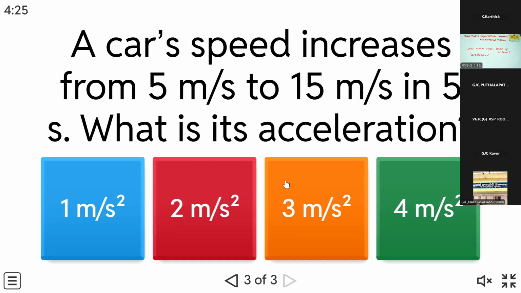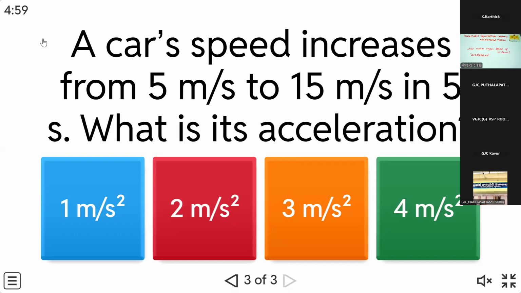So here 5 meters per second is the initial velocity because the car's speed increases from 5. So the word from denotes the initial, and to 15 meters per second denotes the final. So initial speed 5, final speed 15, in 5 seconds. What is its acceleration? If you know the answer, please unmute yourself and tell me, or you can message me in the chat box.